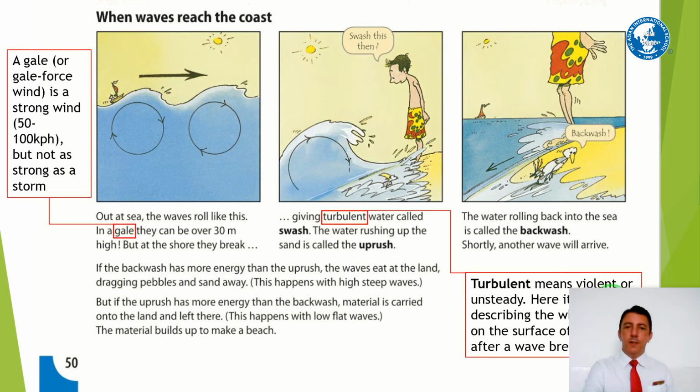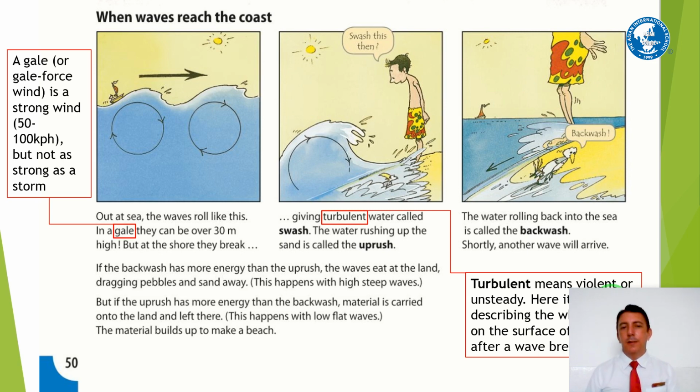So the water that rushes up the sand is called the uprush, and the water that rolls back into the sea is called the backwash. So the wave breaks, we have swash, the white water all mixed up. The water rushes up the sand, this is called uprush, and then it rolls back into the sea, called backwash.